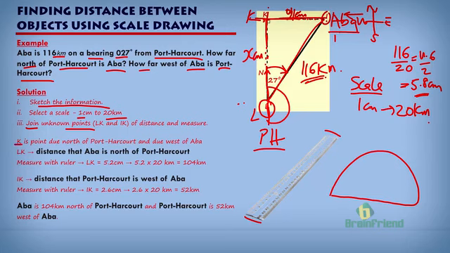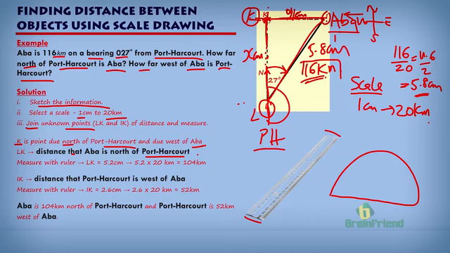Now, K is the point due north of Port Harcourt and due west of Aba. That meeting point between the due north of Port Harcourt and due west of Aba is that. LK is the distance that Aba is north of Port Harcourt. What do we do? We simply take a ruler. We've already measured with our ruler and found from our scale that we have 5.8 centimeters measured here.